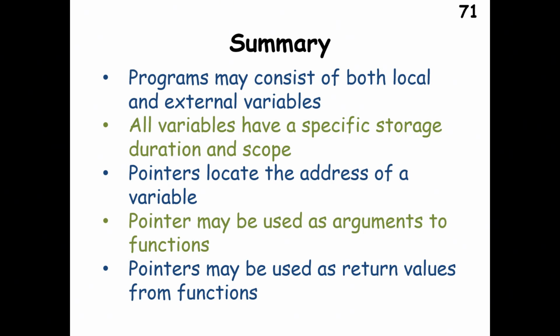And pointers are variables that store memory addresses. They are used to locate the address of another variable in memory. Pointers can be passed as arguments to functions, allowing functions to modify a variable outside of their own scope. Additionally, functions can return pointers as return values, and this allows a function to dynamically allocate memory or return references to specific data stored elsewhere in the program. Understanding this concept is essential for effective programming in C.